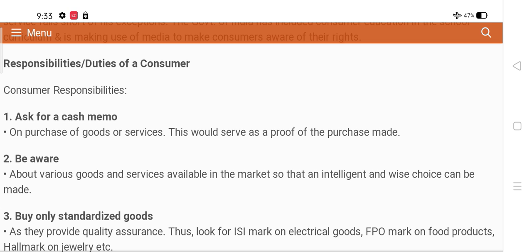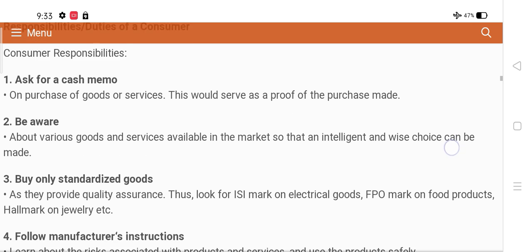Then the second responsibility of the consumer is to be aware. The consumer should be aware of the various goods and services available in the market so that an intelligent and wise choice can be made. So to make an intelligent and wise choice, the consumer should have knowledge about the various goods and services available in the market.